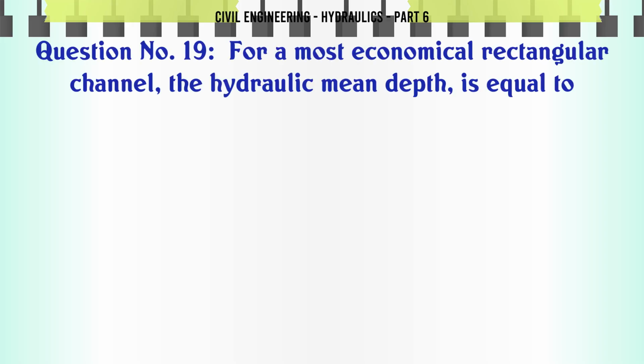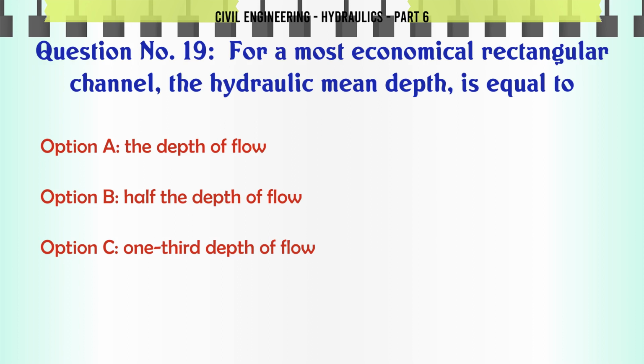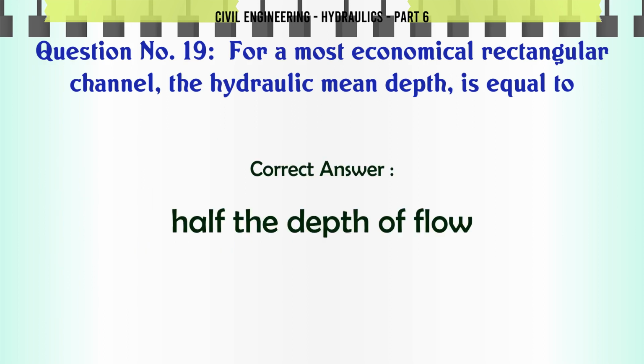For a most economical rectangular channel, the hydraulic mean depth is equal to: A. the depth of flow, B. half the depth of flow, C. 1/3 depth of flow, D. none of these. The correct answer is half the depth of flow.